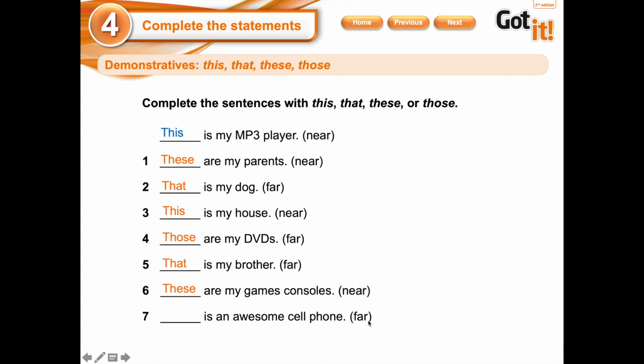And finally, number 7: "___ is an awesome cell phone." And I have the clue that it is far. So for that reason, I have that or those. And what is the correct option? That, because it's only one. Okay, let's continue practicing because I know that you are ready to practice.